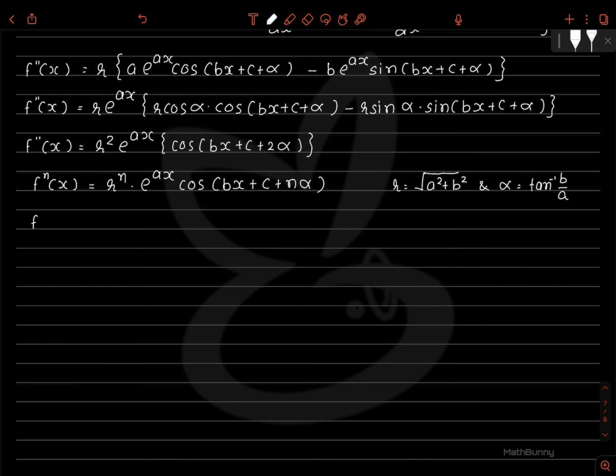Let us write that the nth derivative of f of x is a square plus b square raised to n by 2 into e raised to ax into cos bx plus c plus n into tan inverse b upon a.